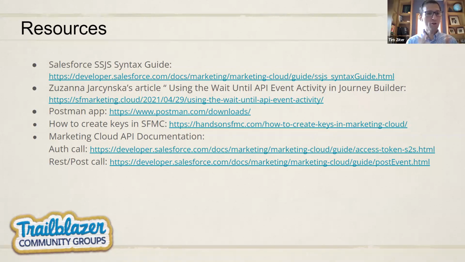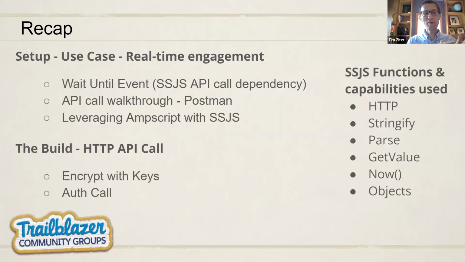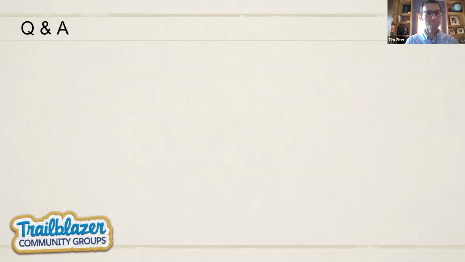And hopefully that was a good walkthrough of both the setup, the unique characteristics of this use case, how to replicate that in Postman, and then how to build that in SSJS. That's it. That's all I have on my end.